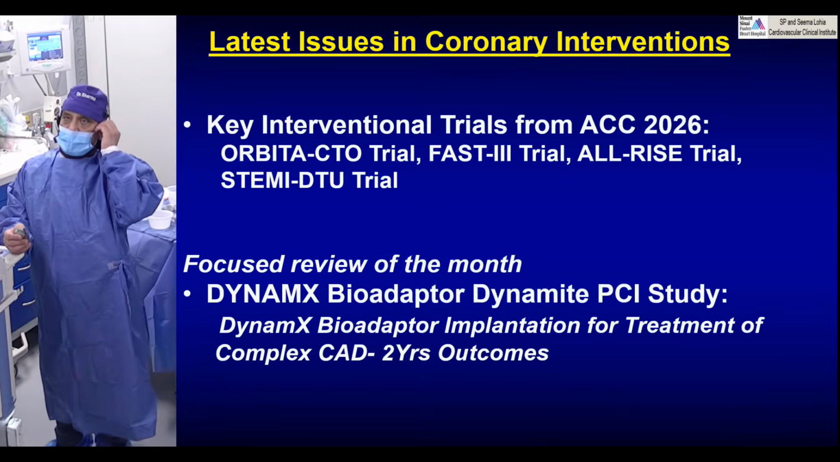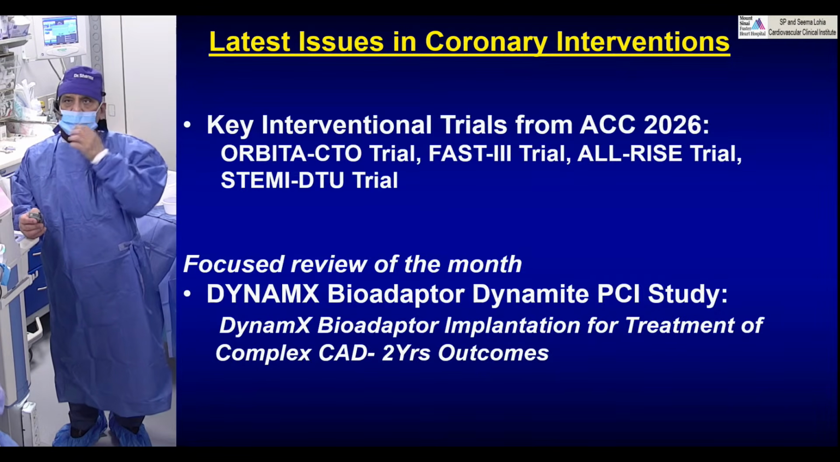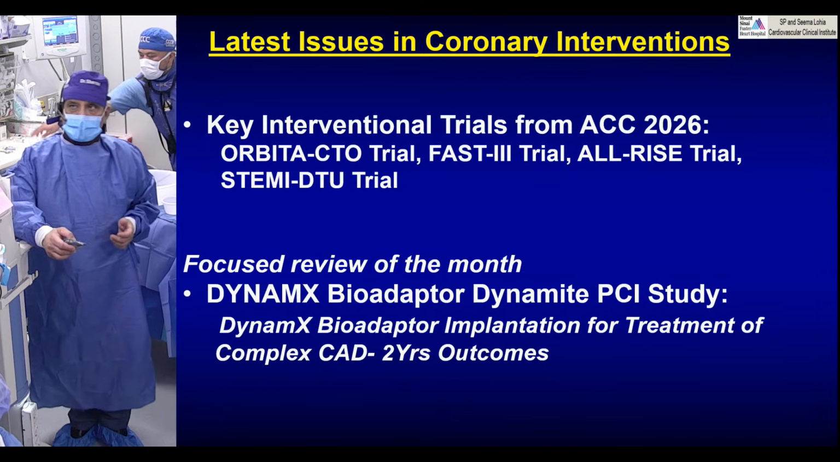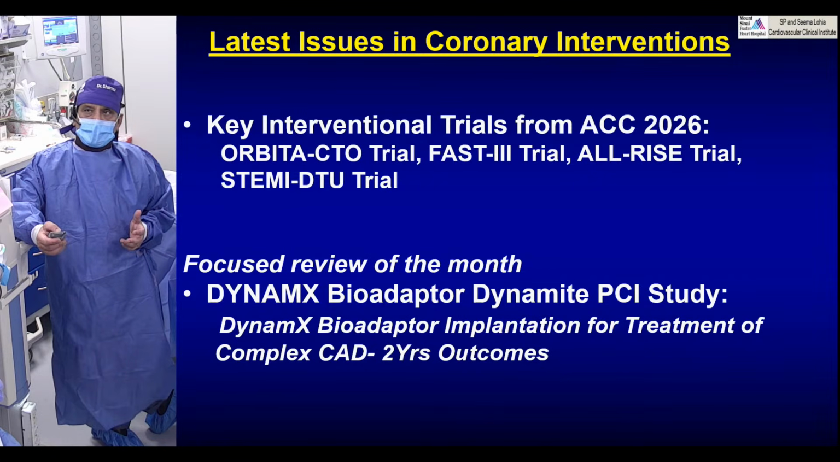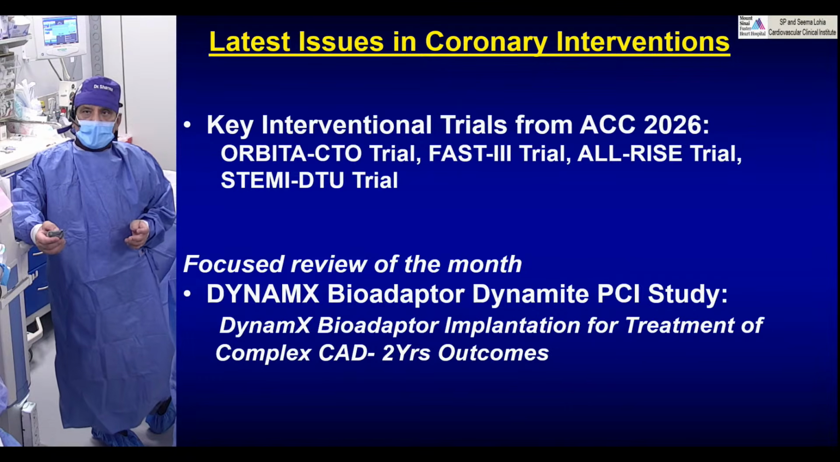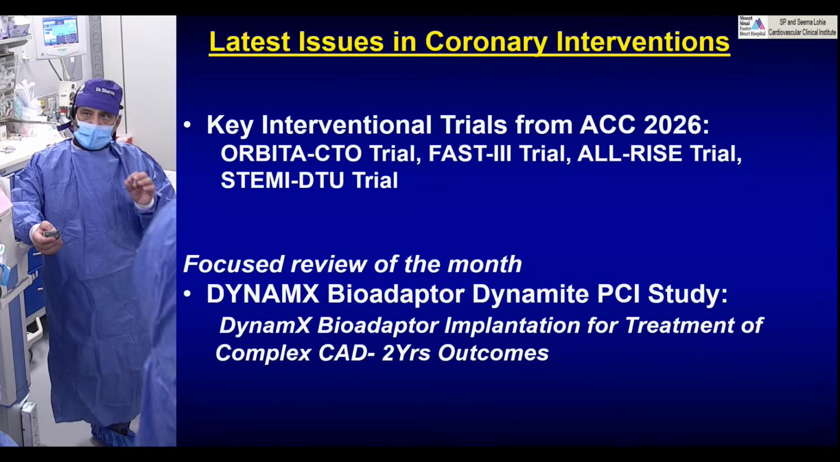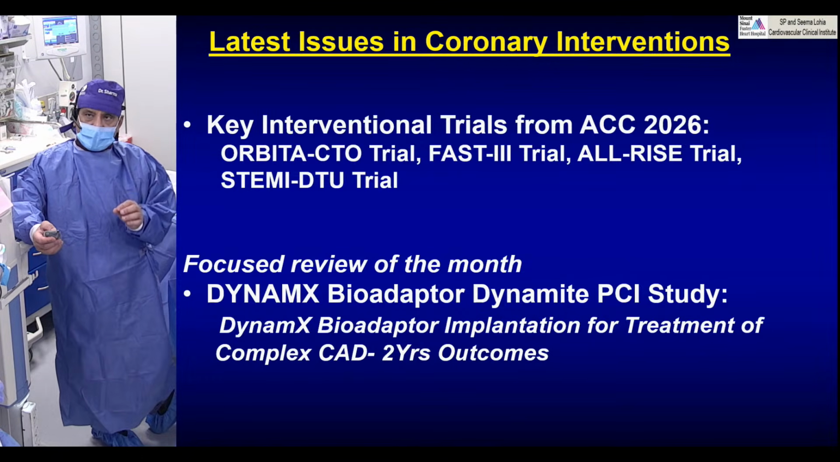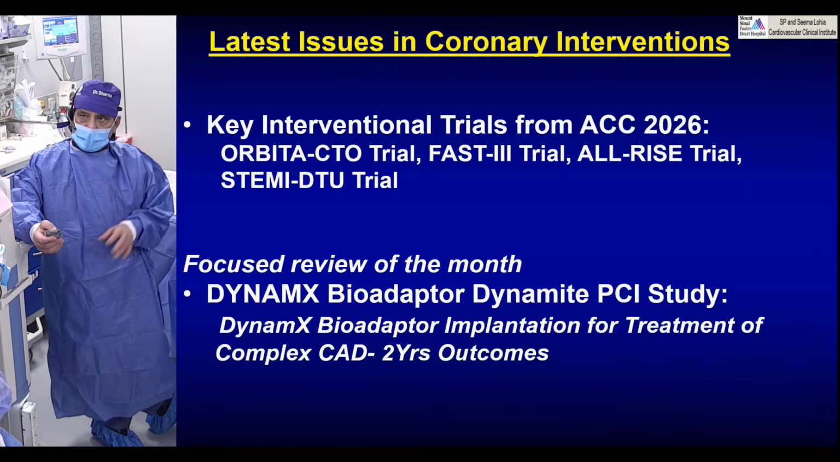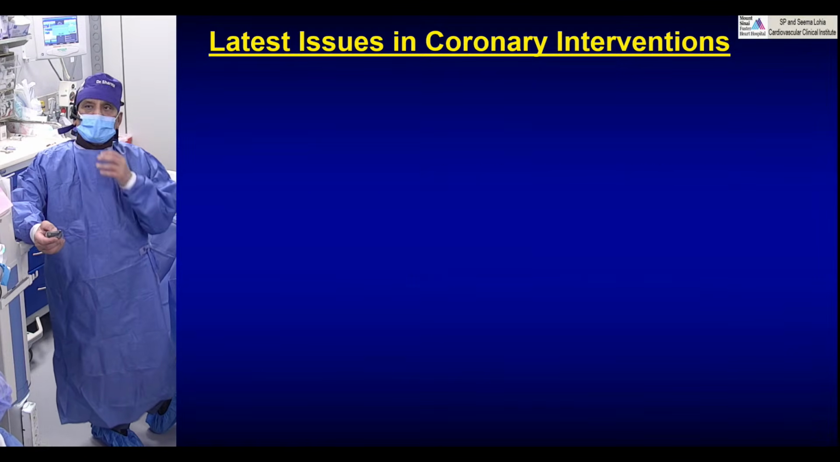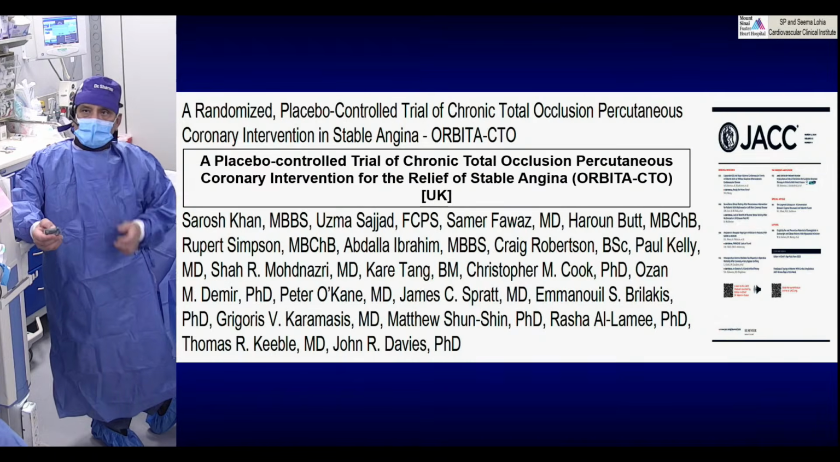Now let's go to our issues in coronary intervention. One is the summary of the key interventional trials. Last time I showed the imaging, and this is the other one: ORBITA-CTO, FAST 3, ALL-RISE, STEMI-DZ, and FOCUS review, which is the new stent design, although they don't call it a stent, they call it a bioadaptor, which is dynamic in implantation, and the 2-year outcomes of this very novel technology.